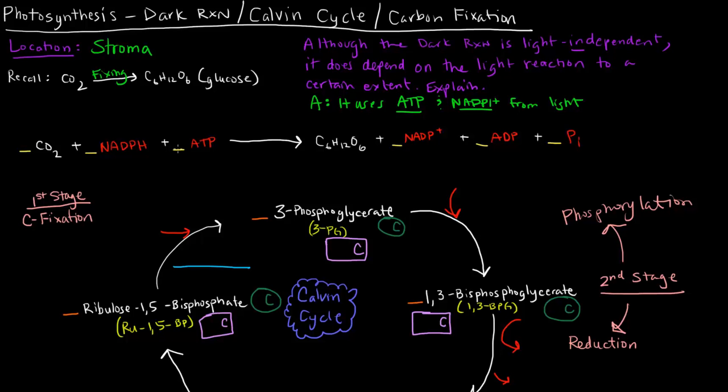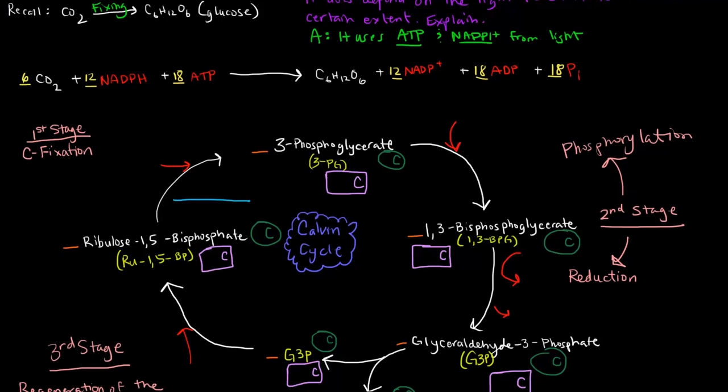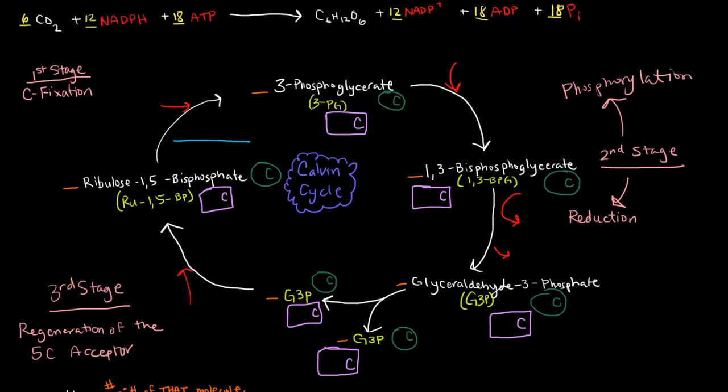Okay, so the overall reaction of the Calvin cycle, we start off with 6 carbon dioxides, and we're going to invest 12 NADPHs and 18 ATP, and then we're going to get out 12 of those and 18 of those. Okay. So now, what does the actual Calvin cycle look like? Well, the point of it is to make glucose.